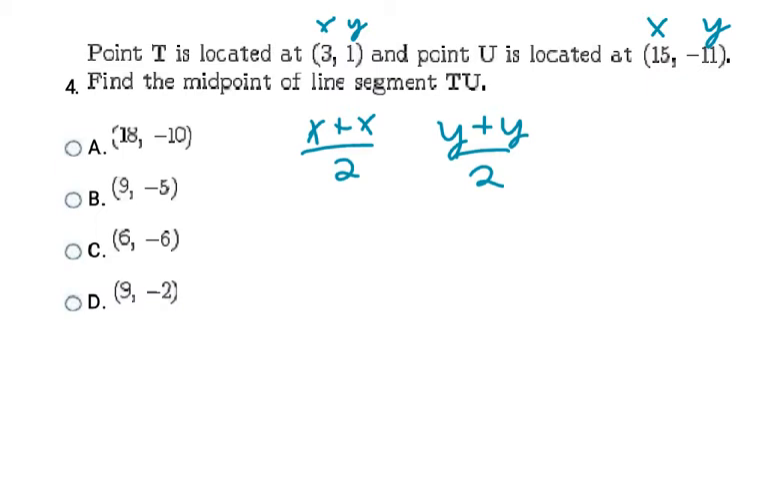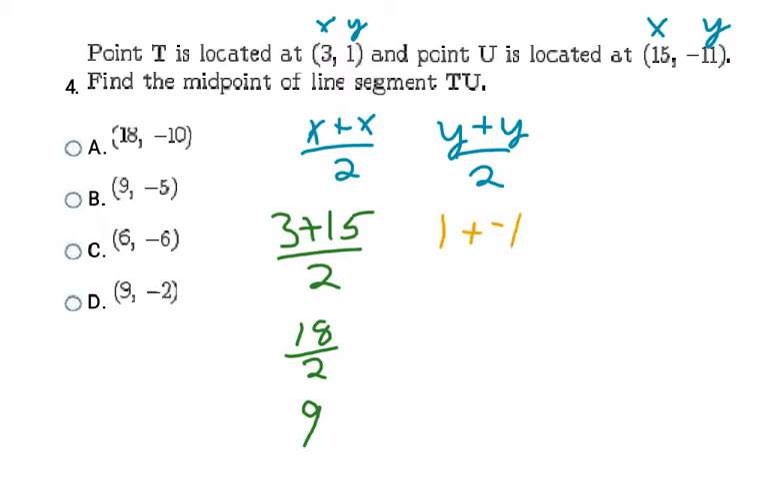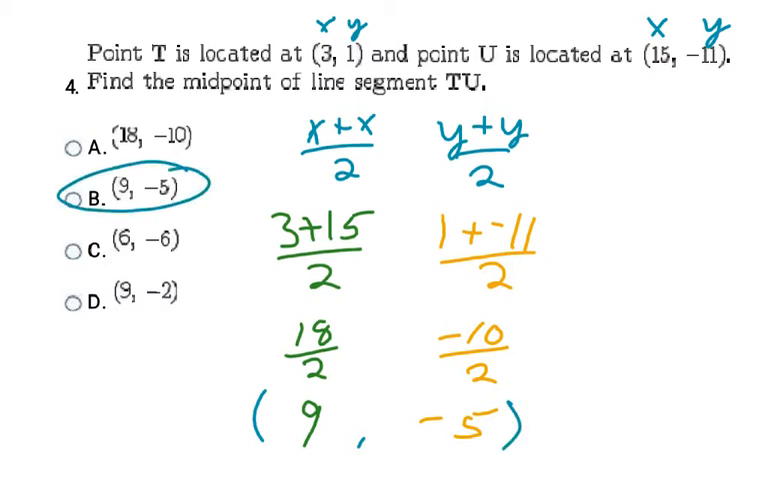And then I'm going to go ahead and add my x's. So my x numbers here are 3 and 15. So 3 plus 15 divided by 2. I add first. 3 plus 15 is 18. Divided by 2 is 9. And then I go ahead and do that with my y's also. My y numbers here are 1 and -11. 1 plus -11 is -10. -10 divided by 2 is -5. So my midpoint here is 9, -5, letter B.